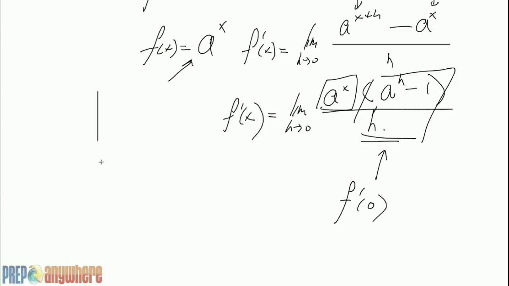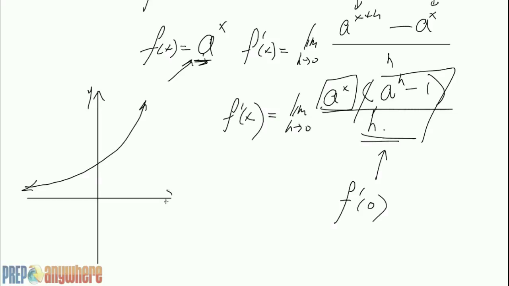Meaning, a to the power of x is some general base exponential function. Exponential functions generally look like this. You guys agree? From grade 11. So the derivative of a to the power of x, I just figured out, is a to the power of x times f prime at 0.